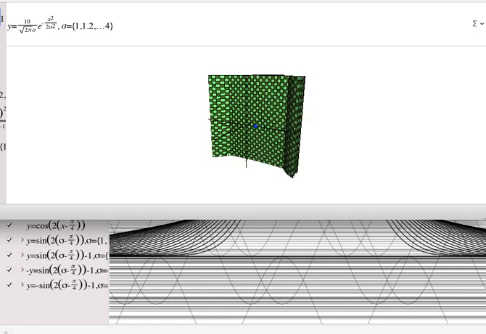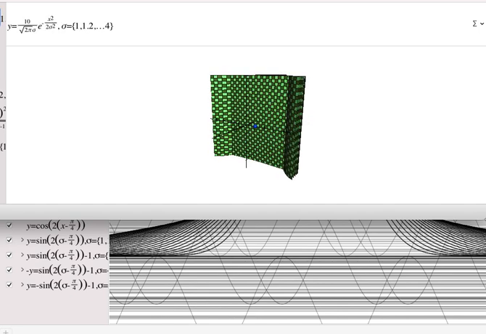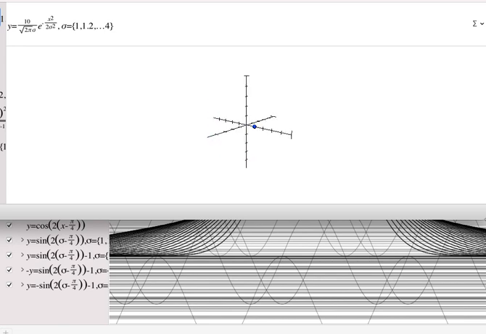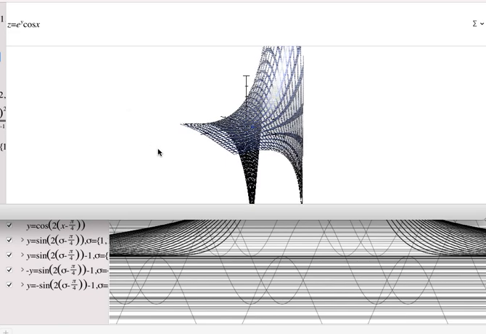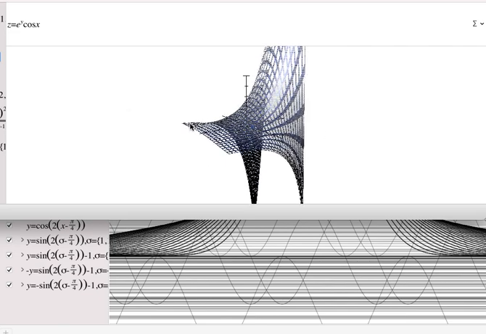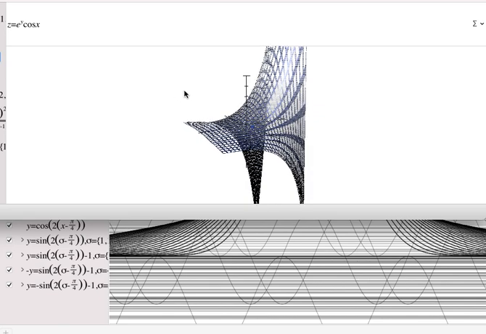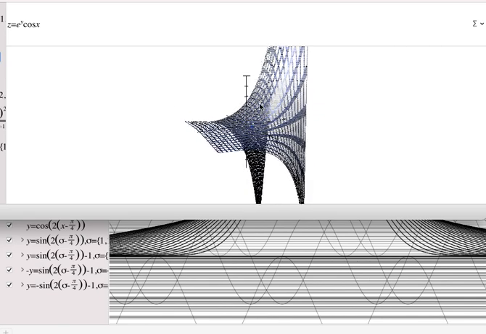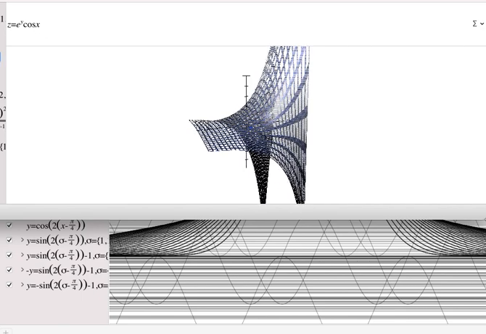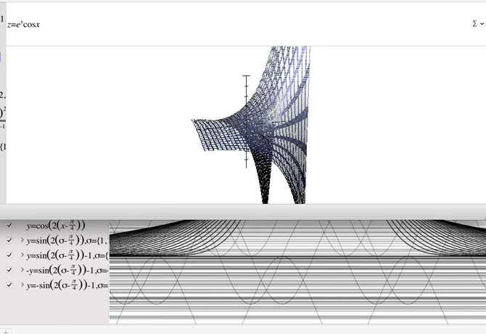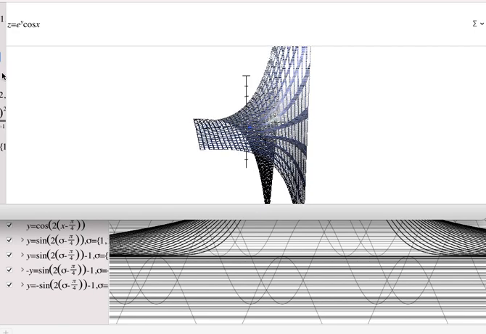Yeah, let's see. That's not it. Might have erased it. Oh, that's cool. Oh, maybe I wasn't working with this one. Oh, I was working with this earlier. This is our e to the y cosine of x. I might just leave that on there for a second.